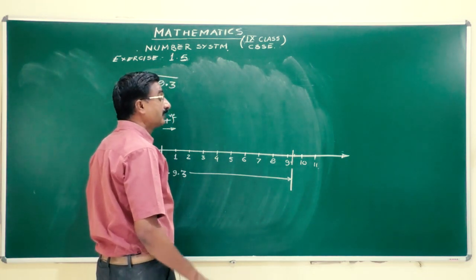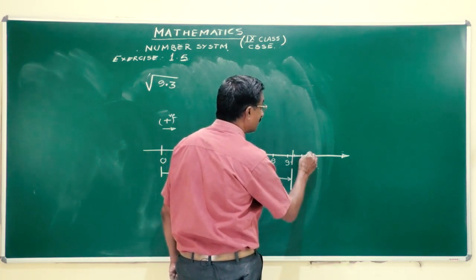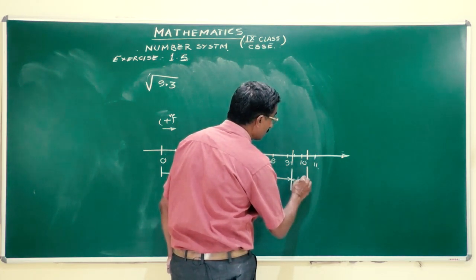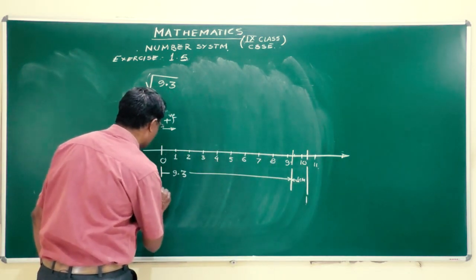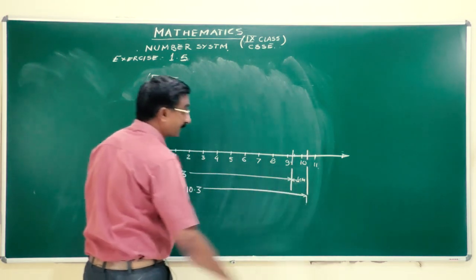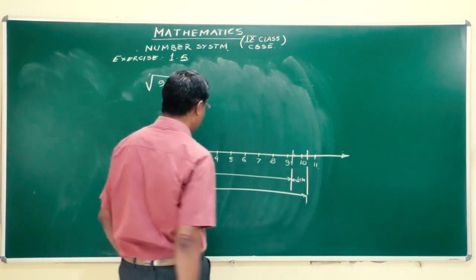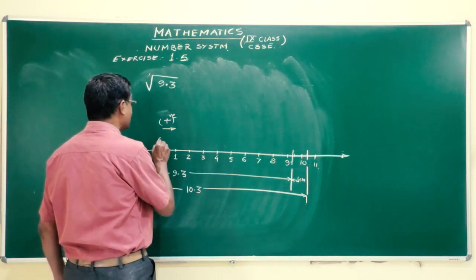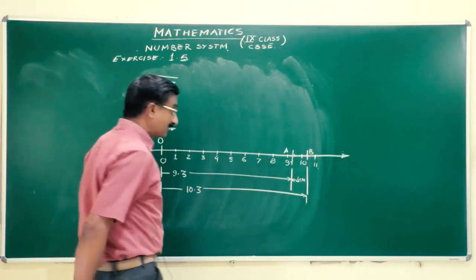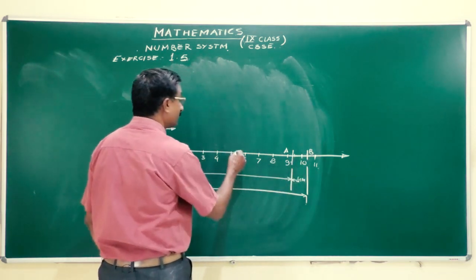What is the next step? Add 1 centimeter more. So this is 9.3 plus 1, so this is 10.3. This is 1 centimeter. So the distance from here is 10.3. Okay, so then bisect the value. I am writing this is O, this is A, this is B. Bisect OB, that is 10.3, OB. So you will get a point somewhere here.